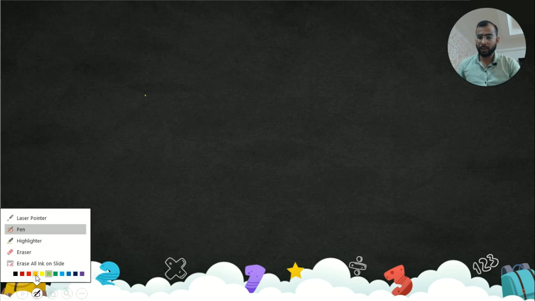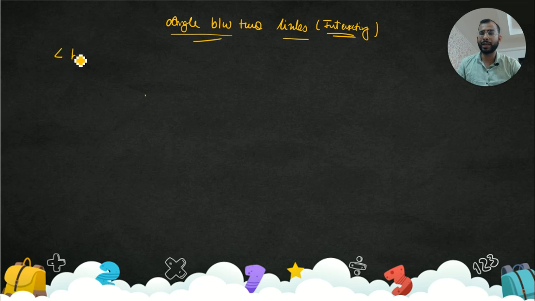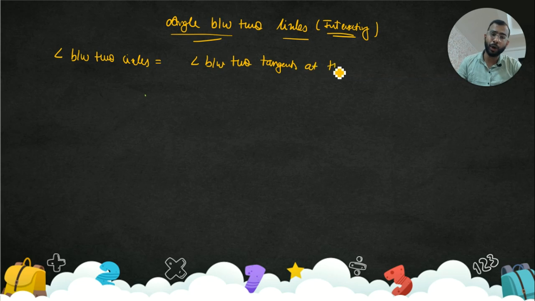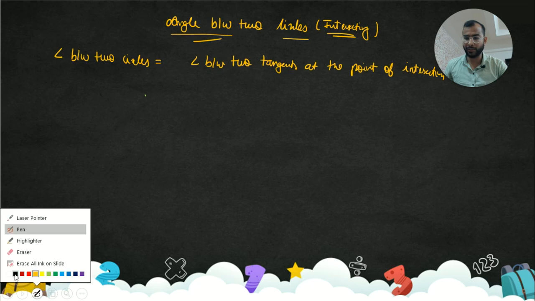Next, we have angle between two circles, और obviously we are talking about intersecting circles. So one thing you should always know, angle between two circles is equal to the angle between two tangents, very important, at the point of intersection, the point of tangency, whatever you call it. Okay, so let's draw the diagram, let's understand, let's feel this.